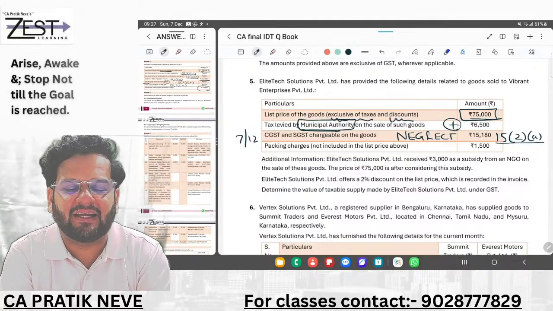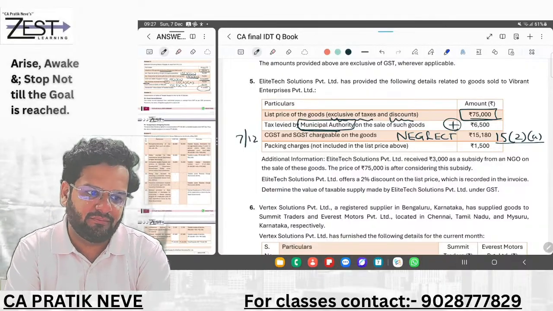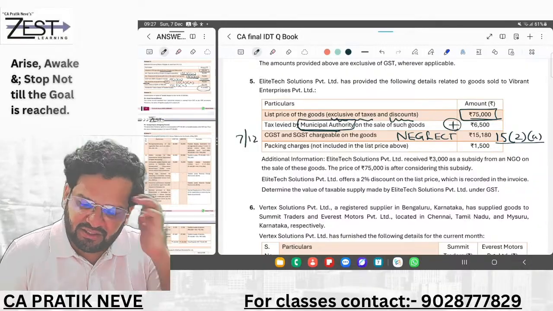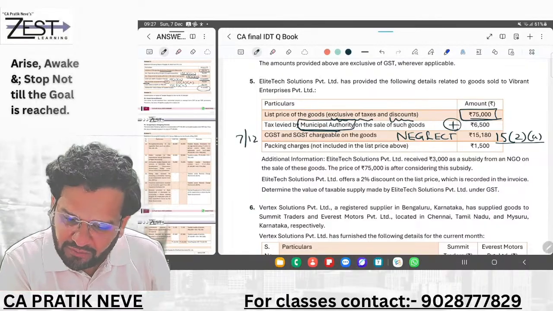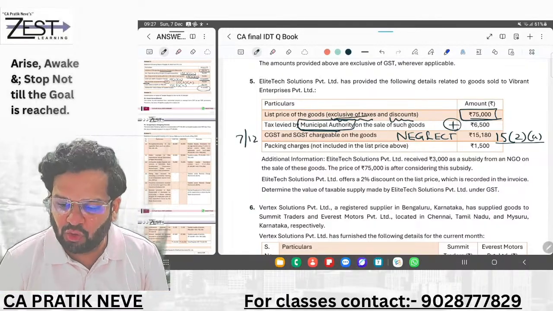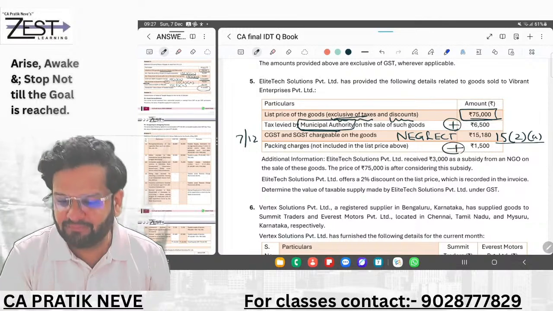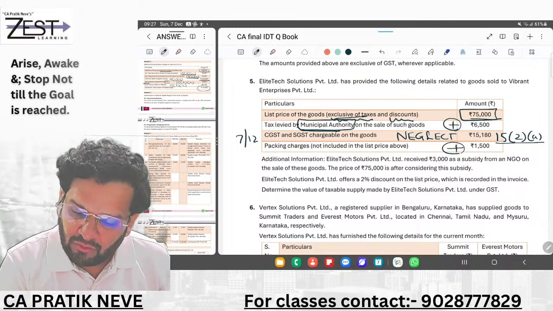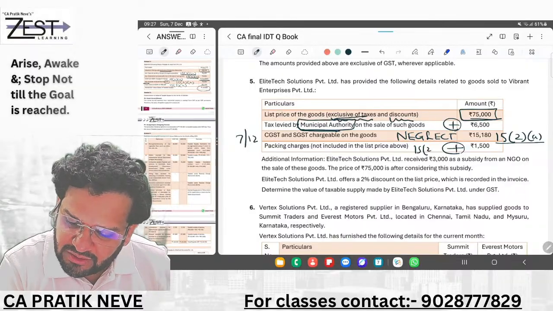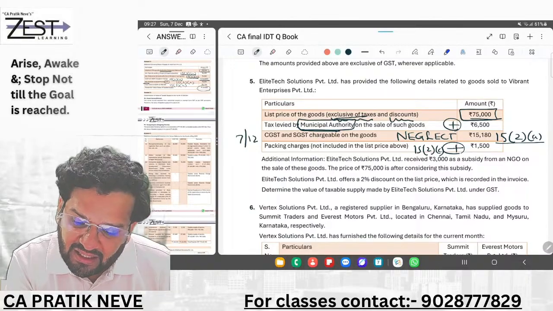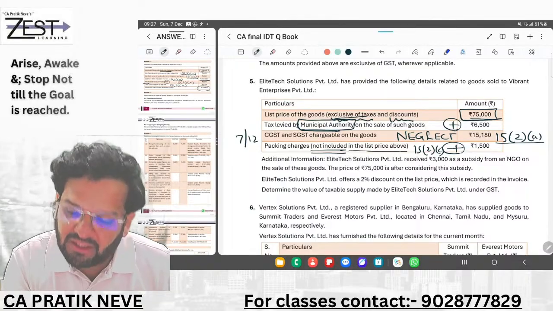Isn't it? Transaction value should include any taxes other than GST. GST should not be included and is already excluded. Don't do anything. Packing charges you should include. Why? 15(2)(c), being expenses incidental to supply, and they are right now not included in the list price.